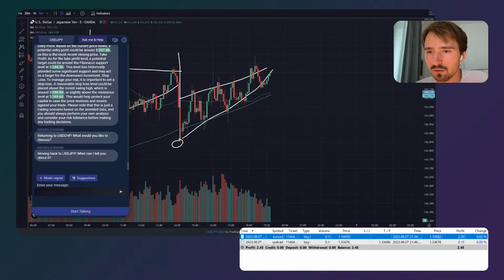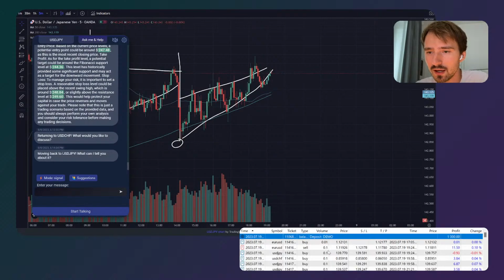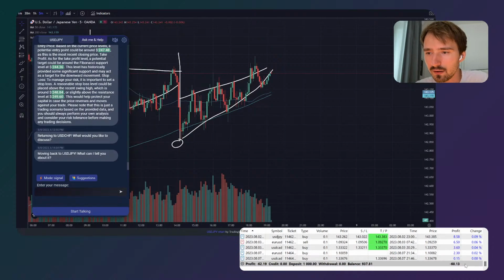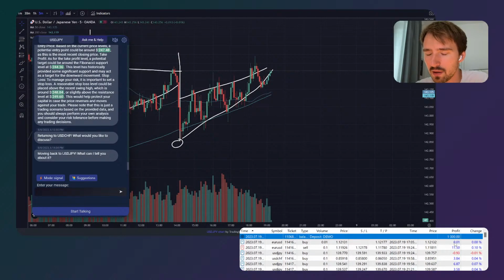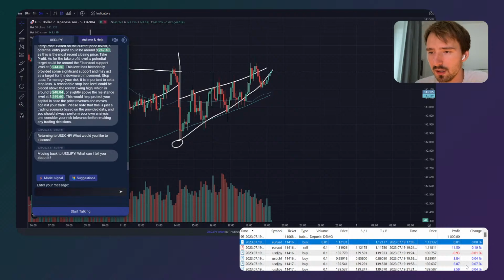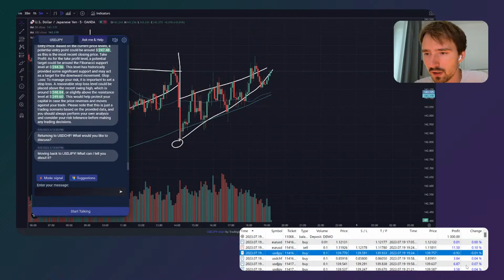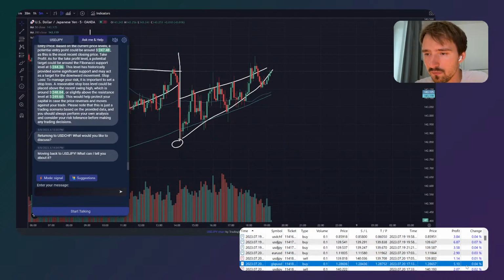Let me show you. We actually had a really good run here, and as you can see, look at the trades. We started with a deposit of $1,000, and look at the trades. Good one, a little bit of loss, good one, good one, good one, good one, good one, a little bit of loss, a little bit of loss, good one, good one, good one.